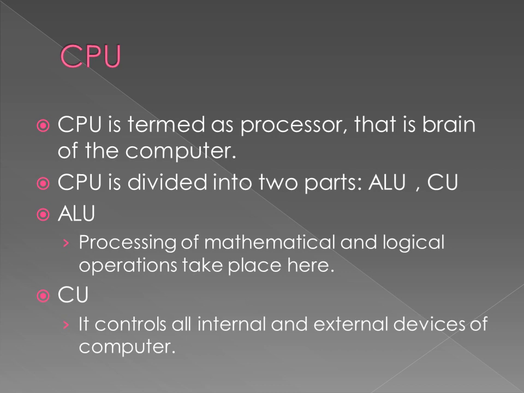Next topic is CPU. CPU stands for Central Processing Unit. It is also termed as processor, that is the brain of the computer. CPU is divided into two parts, ALU and CU. ALU stands for Arithmetic and Logical Unit. CU stands for Control Unit. ALU is taking care of all processing activity like mathematical and logical operations. CU controls all internal and external devices of computer.